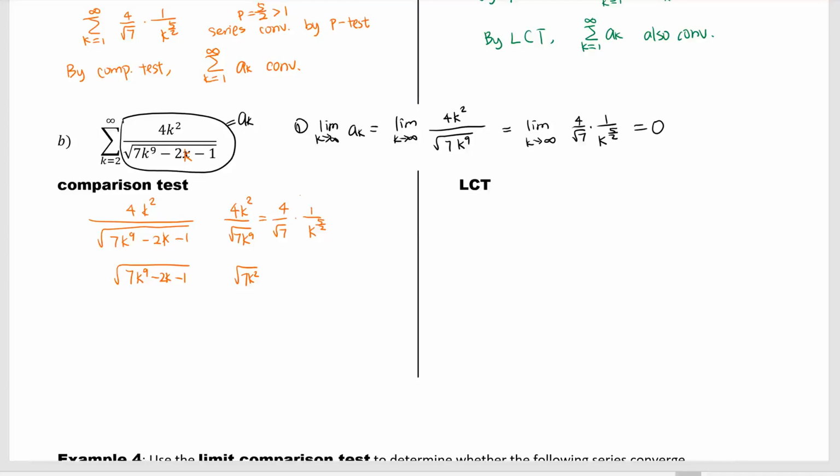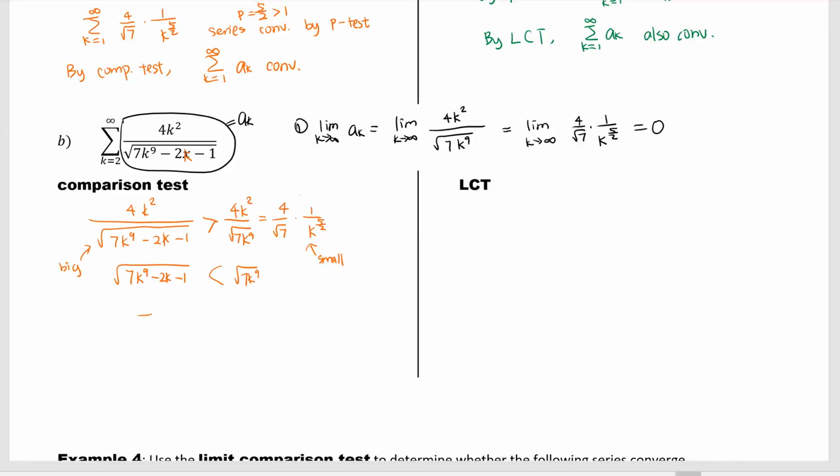Which one is bigger? Well, this is subtract some number, so this is bigger. Then, if the denominator is bigger, the number is smaller. So we have this. All right, so that's why this is the small guy and this is the big guy.